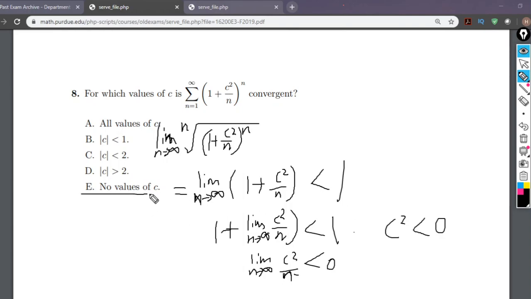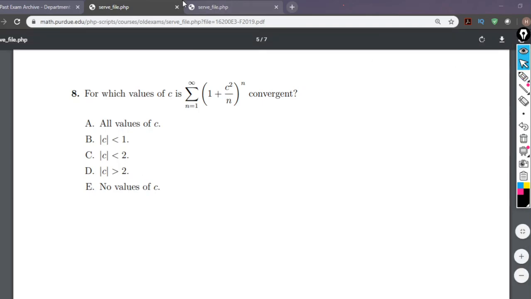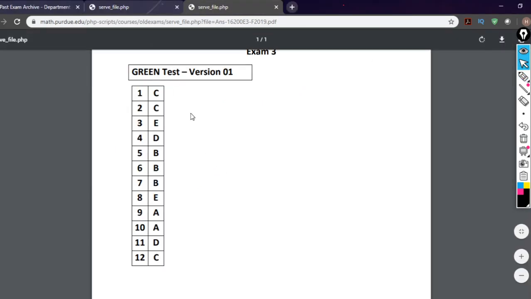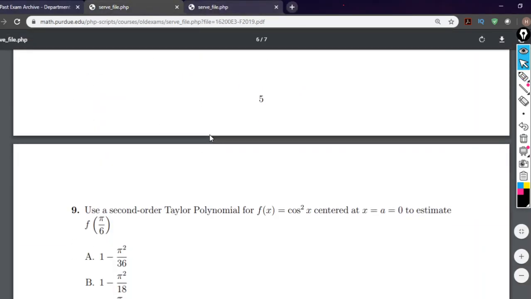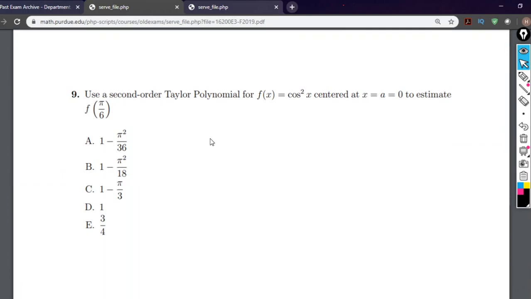So then we choose E here. No value of C will make this series convergent. And we can see that A is E. All right, move on to number 9 with Taylor series.